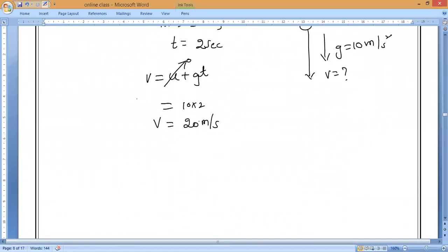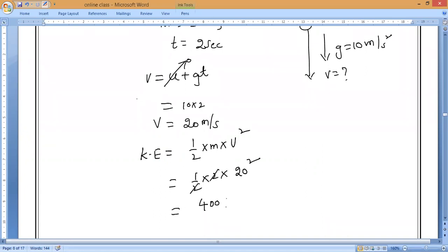Now you can see they are asking for kinetic energy. So kinetic energy is equal to what is the formula? Half into m into v square, which is half into 2 into v square, which is 20 square. So the 2 will get cancelled. 20 square is equal to 400 joules.